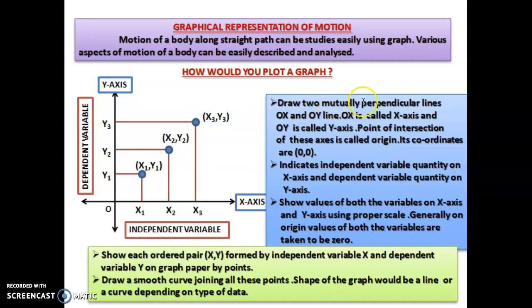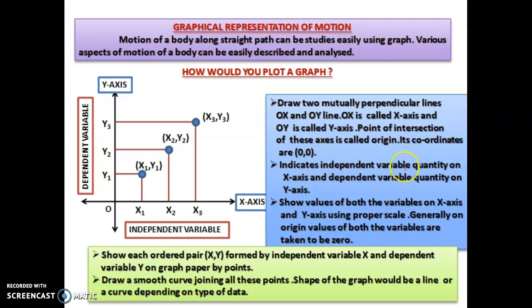So draw two mutually perpendicular lines, OX and OY. So this is the OX and OY line. OX is called the x-axis, and OY is called the y-axis. The point of intersection of these axes is called the origin. The x-axis and y-axis intersect at a point O. It is called the point of intersection, and it is called the origin. Its coordinates are 0, 0.